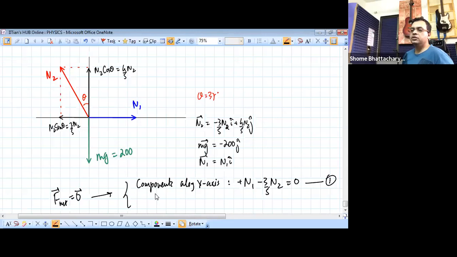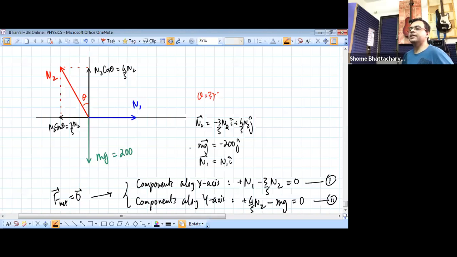So in a sense, what we're doing here is balancing the horizontal forces. Whereas the other one, you look at the components along the y-axis. So the vertical forces should balance. Along the vertical, there is one component of N2 which is acting vertically upwards. So that is plus 4 by 5 N2. And of course, gravity is acting vertically downwards. So this is 0. That becomes my second equation.